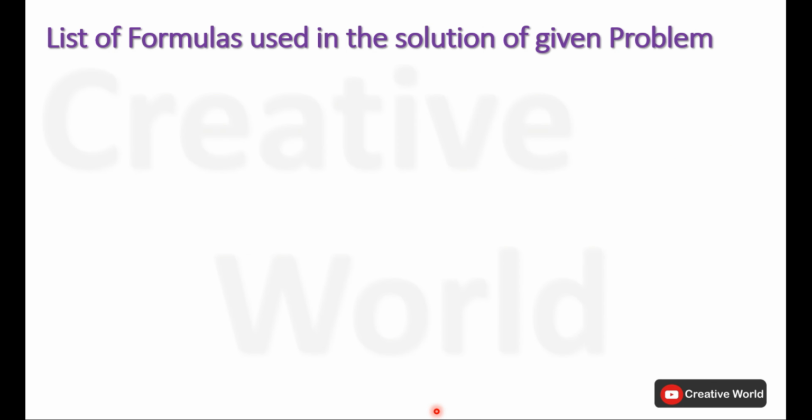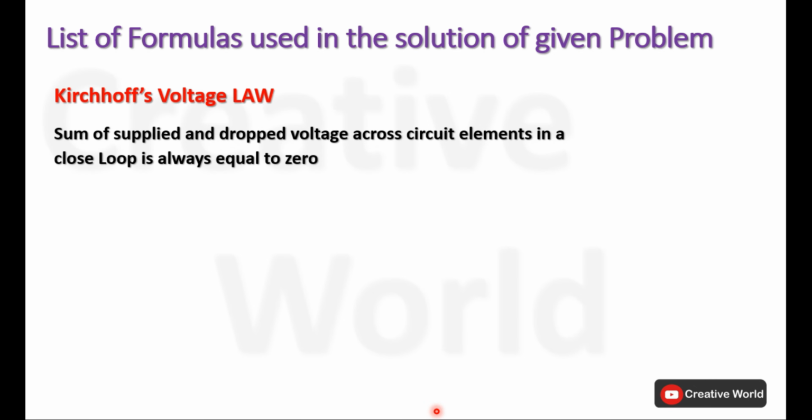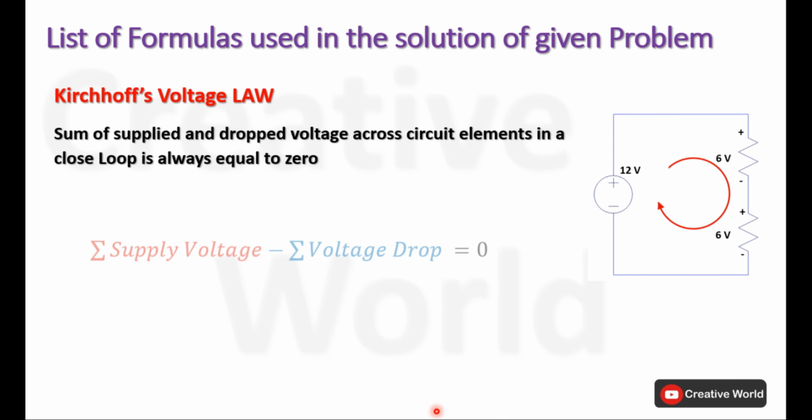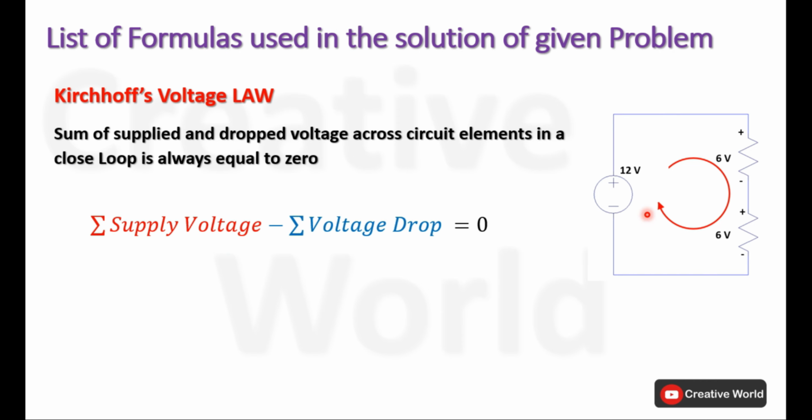While solving this problem, we will be using Kirchhoff's voltage law. This law states that the sum of supplied and dropped voltage across circuit elements in a closed loop is always equal to 0. According to this law, cumulative supplied and dropped voltage in a closed loop is always 0. Now move towards the problem.